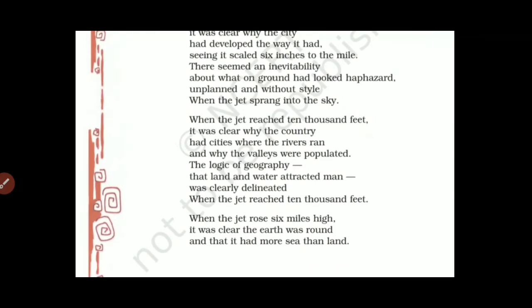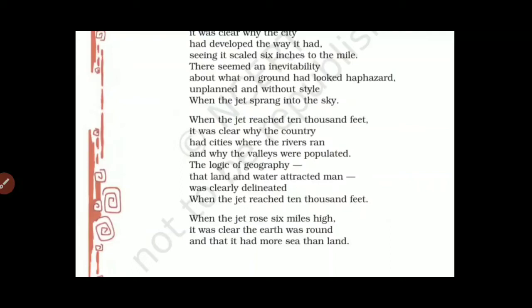When the jet has now reached 6 miles high, it was clear. The poet was able to see now that the earth looks round. Earth is round in shape. He was able to see it from there, and he was able to know one more thing. He found out that it had more sea than land.